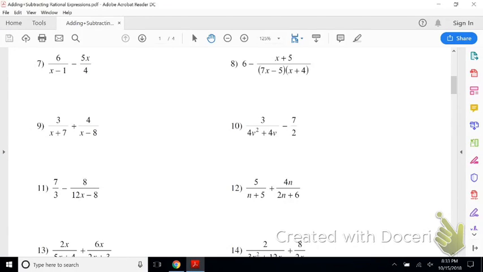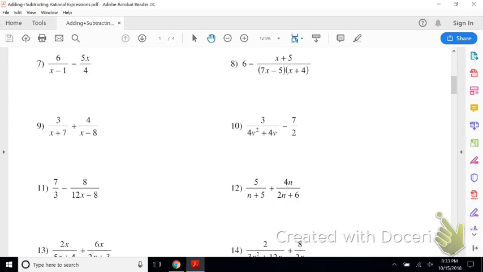Alright, so continuing on, that should get you through number 6, the first video. We're still doing the same thing, but these changed just a little bit because now they don't have the same denominator. So we can't use that denominator. We're going to have to actually go and find the least common denominator. So let's look at number 7.